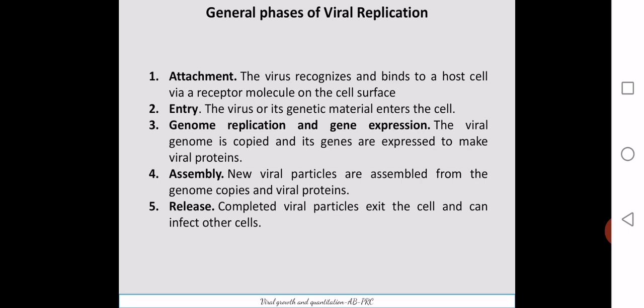So the fourth step is the assembly of these synthesized particles. The new viral particles are assembled from the genome copies and the viral protein. So these synthesized materials are assembled into a complete virus, and then this complete virus will be released out of the host cell. Usually the host cell will be destroyed, and thousands of new viral particles will be released from a single host cell. And these newly released viral particles are what we call the virions.